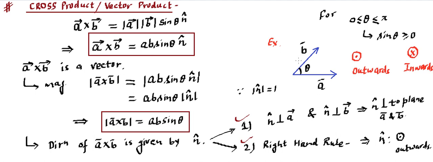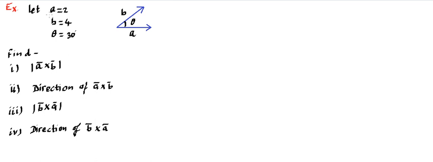Making sense? Now based on this, let's take an example and try to find the magnitude and the direction of the cross product. So let's say there is an example, and we will be using this example to understand how to get the magnitude and direction. It says there are two vectors, vector A, vector B, and theta is the angle. We have been given A as magnitude 2, B as magnitude 4, theta as 30 degrees, and we need to answer these 4 parts of this question.